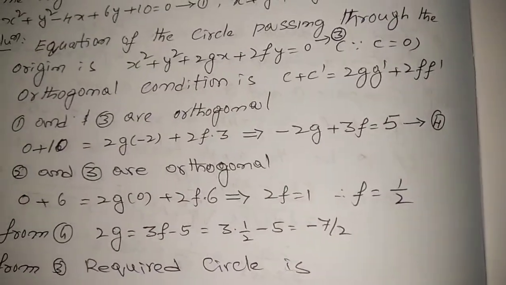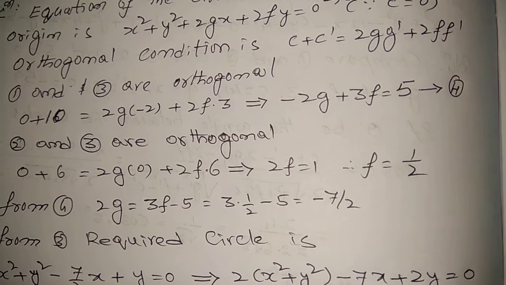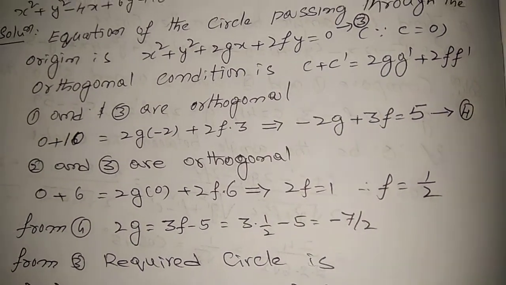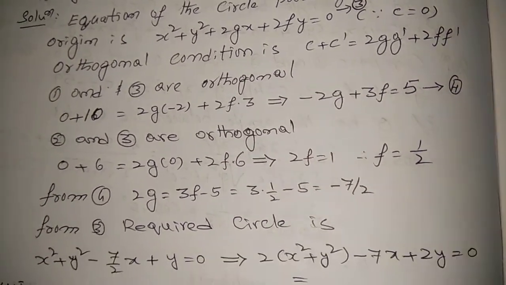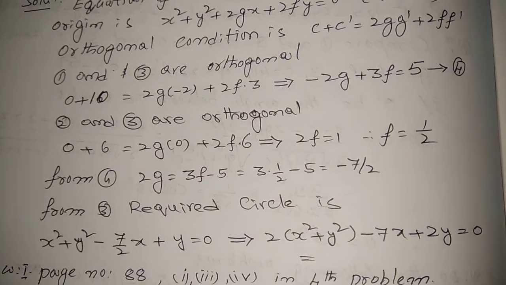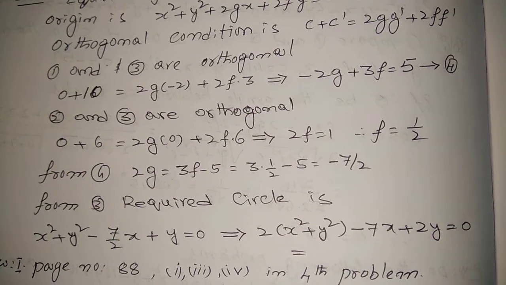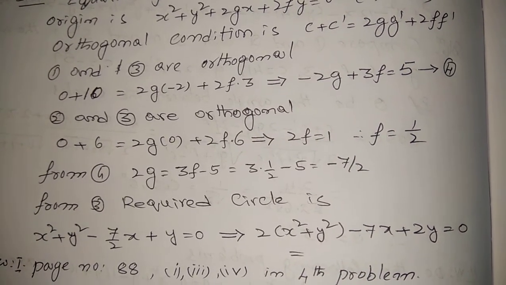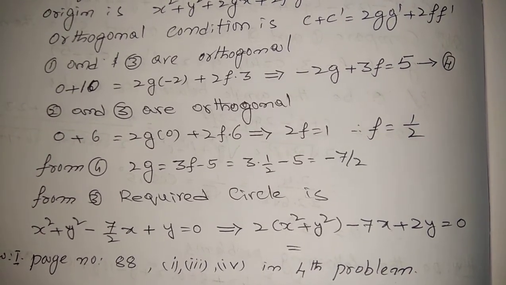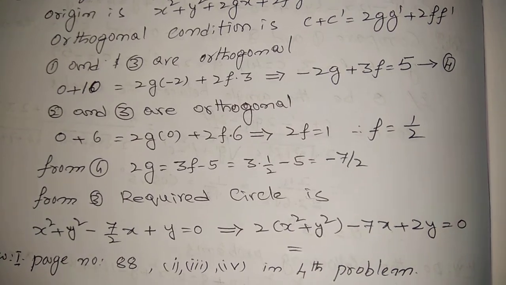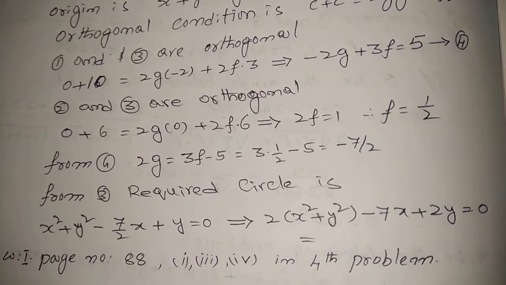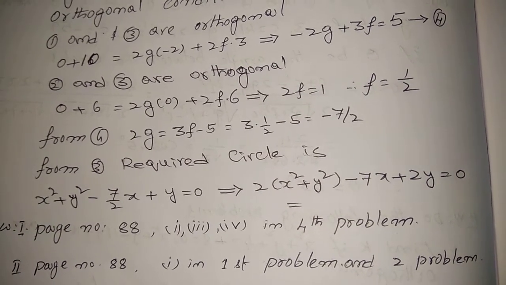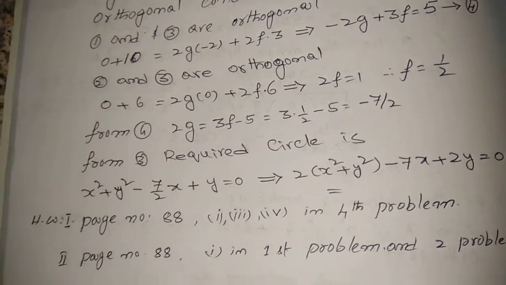From equation number 4, if we substitute f value, 2g is equal to 3f minus 5, that is equal to 3 into 1 by 2 minus 5, that is equal to minus 7 by 2. From third equation, the required circle equation is x square plus y square, 2g is equal to minus 7 by 2 x, 2f is equal to 1 into y is equal to 0. If you simplify it, multiply both sides by 2, that implies 2 into x square plus y square minus 7x plus 2y is equal to 0. This is the required circle equation.